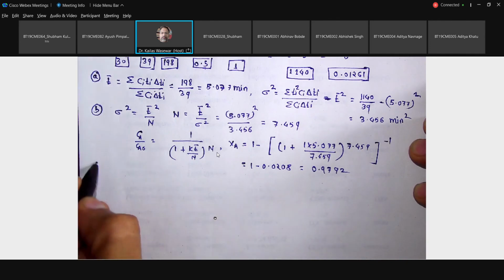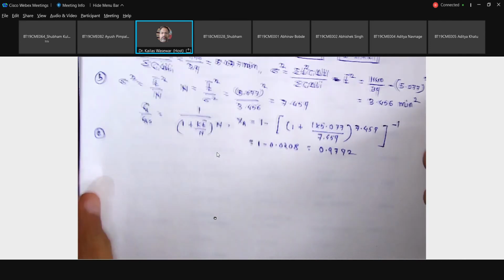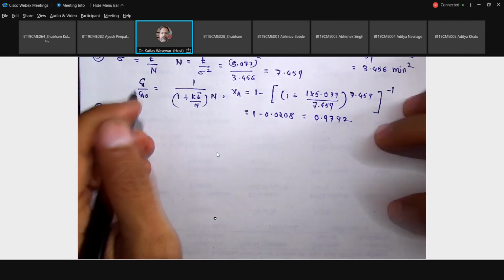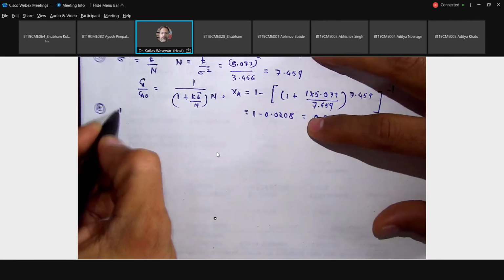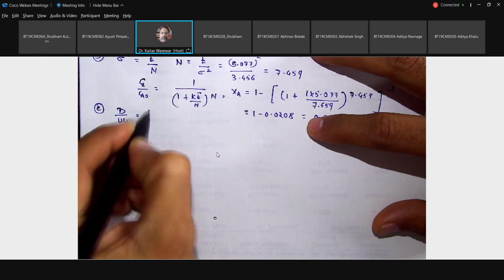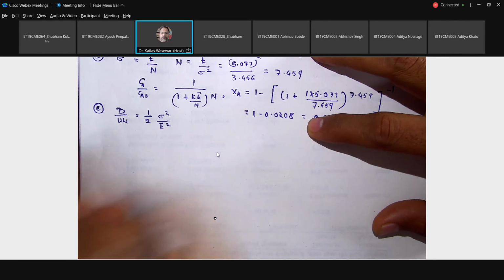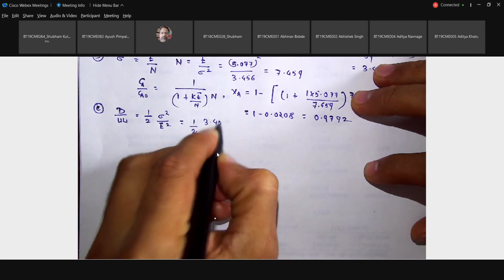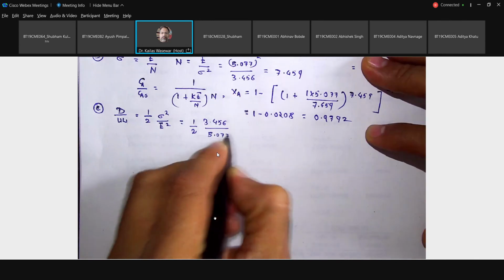Then C was mentioned, assuming low dispersion. Even though it is showing high dispersion, you have to use only low dispersion model equation. Anyway, few of you have used the other equations also, but I have given the marks for that one. But next time be careful that if it is mentioned clearly, low dispersion model, you have to use only that. Is it? So this will be 1 by 2, 3.456 divided by 5.077 square. So this is coming to be 0.067.